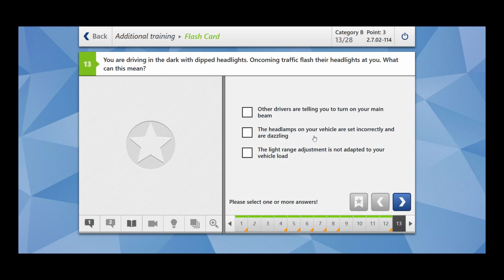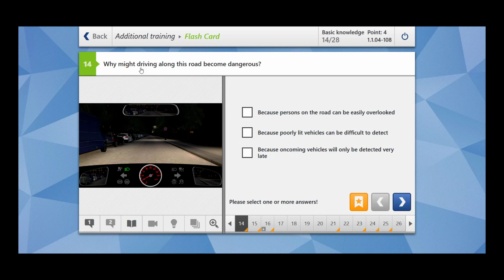The headlamps on your vehicle are set incorrectly and are dazzling. This could be the right option. The light range adjustment is not adapted to your vehicle load. This is also correct.